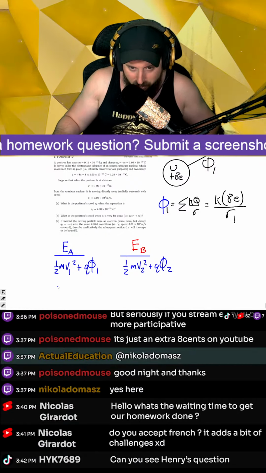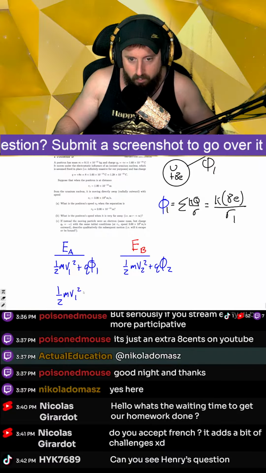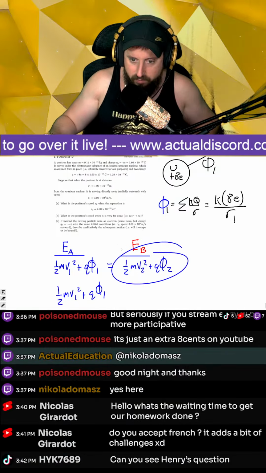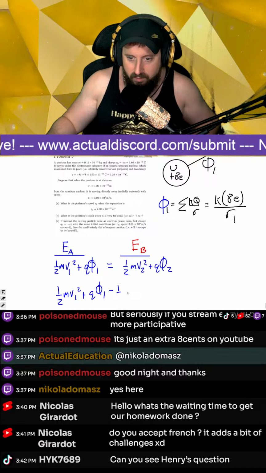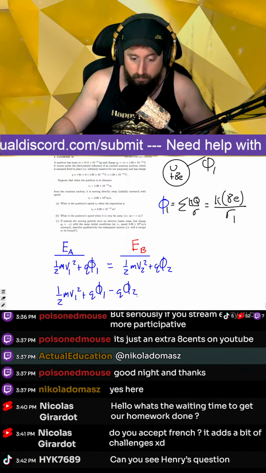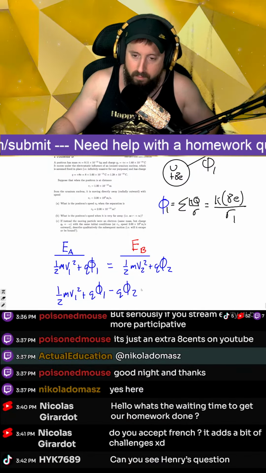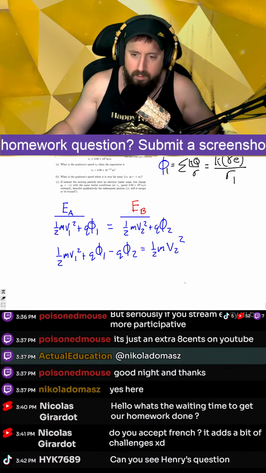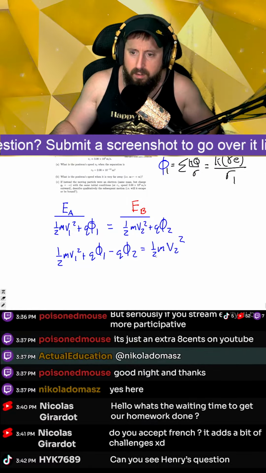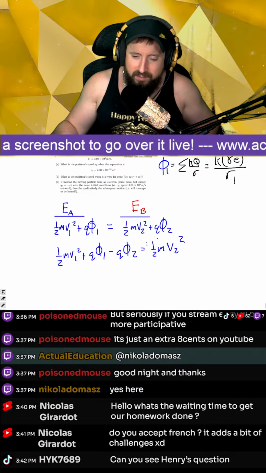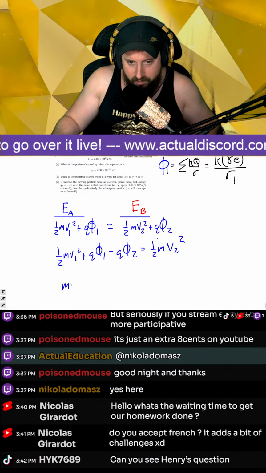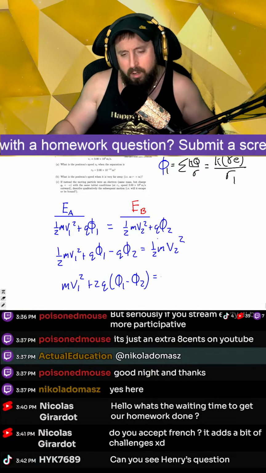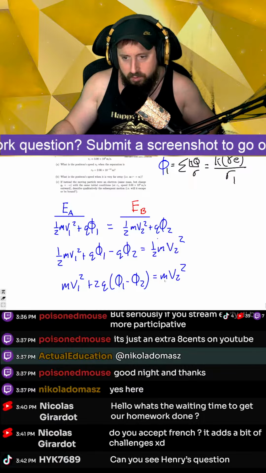Okay, so I remember doing this. So this is 1/2 m v1 squared plus q phi 1, and then this energy has to equal this energy. So we're going to say minus q phi 2 is equal to 1/2 m v2 squared. And then I think what I did is I multiplied everything by 2. So I did m v1 squared plus 2q phi, equals m v2 squared. So then we divide by m.